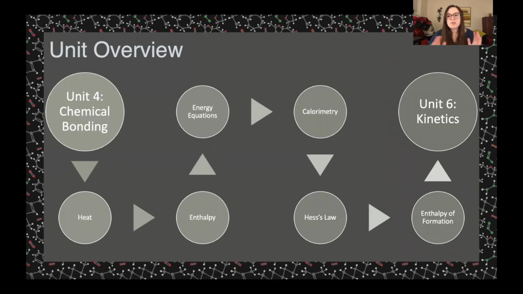So the way that the curriculum is set up is that we came from Unit 4, which is on chemical bonding, and we're going to end up in Unit 6, which is chemical kinetics. But from chemical bonding, we made our way into discussions about heat and enthalpy. So what kind of energy is released or absorbed when bonds are broken, and when bonds are made.